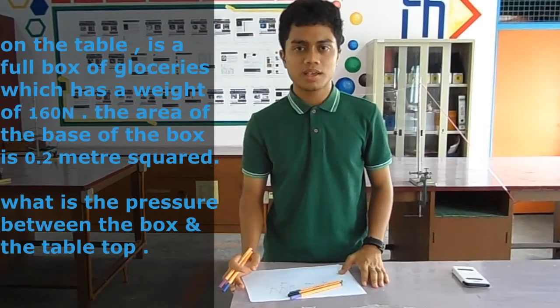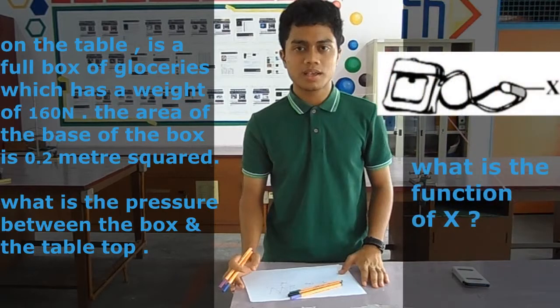On the table is a full box of groceries which has a weight of 160 Newton. The area of the base of the box is 0.2 meters squared. What is the pressure between the box and the tabletop? The diagram shows a bag with its padding. The padding is labeled as X. What is the function of X?